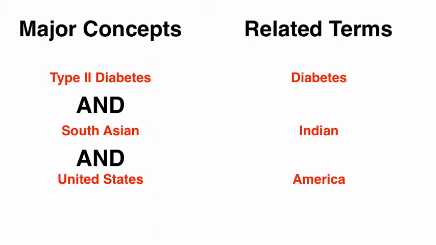However, I will accept the related terms for each concept, so I'm going to use the word or to separate those. So for the major concept of type 2 diabetes, I'll accept either type 2 diabetes or diabetes. For the major concept of South Asian, I'll accept the concept of South Asian or Indian. And for the major concept of United States, I'll accept United States or America. So once we have all the words joined together, we can start searching with this.